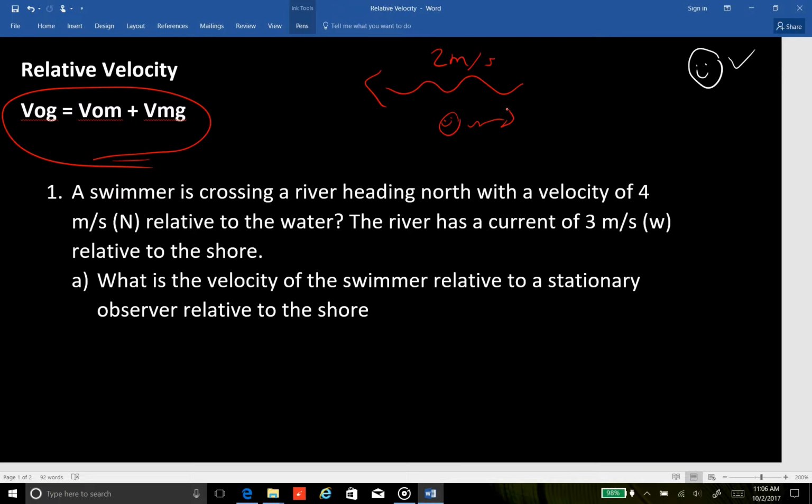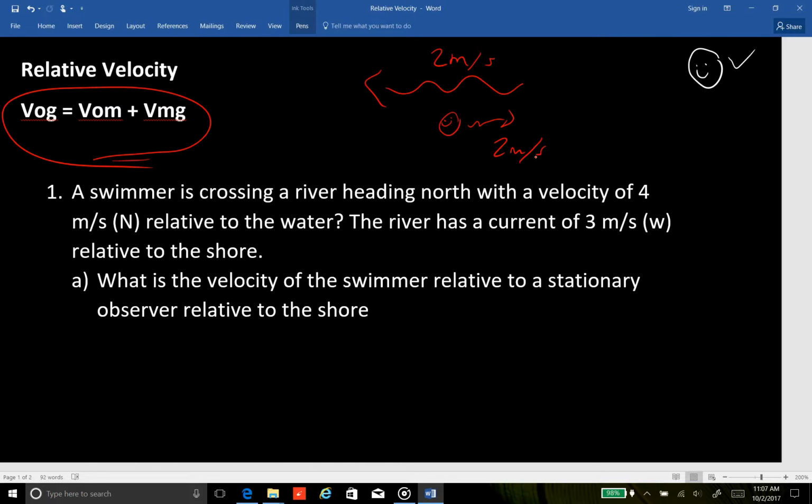Because when you add up the object in the medium, which is the swimmer in the medium, which has a speed of 2 meters per second, with the speed of the medium, I should say the velocity of the medium, which is 2 meters per second the other way, that adds up to 0. So to you, relative to the ground, it wouldn't look like you were moving. Not you, sorry. The swimmer would look like they were stationary. So we're going to apply this concept to this question with a swimmer.